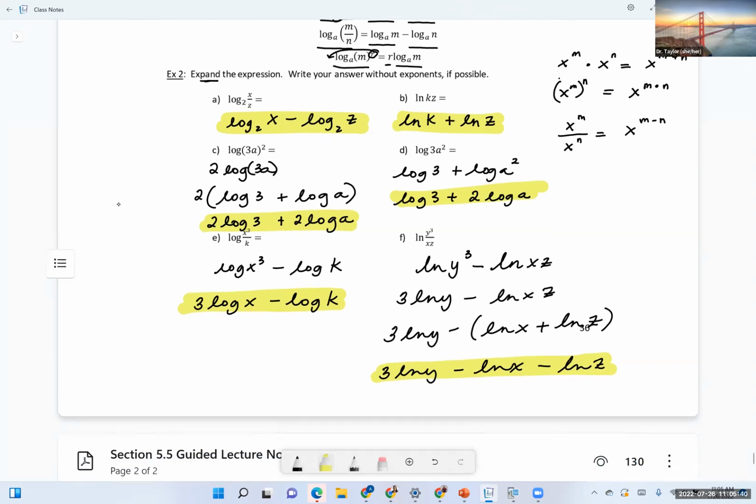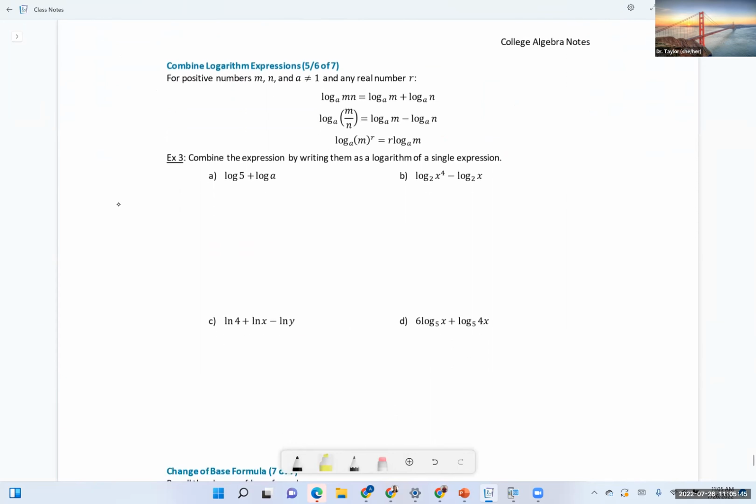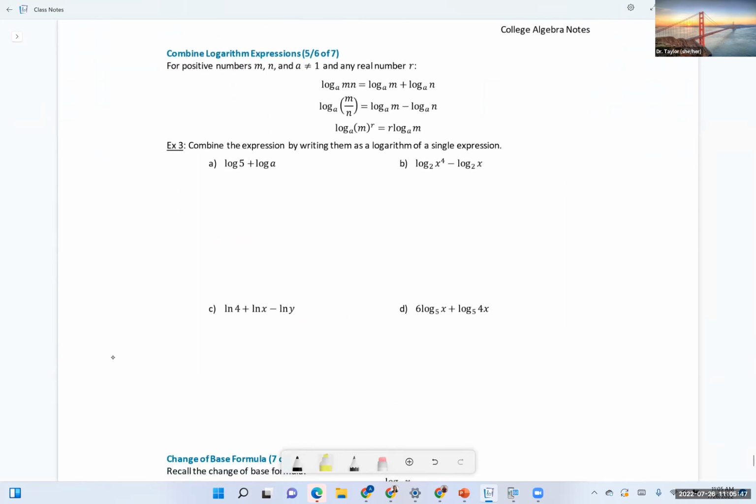Okay. The next page is combining expressions. So it's just the opposite of what we just did. My strategy is to go step by step. So log 5 plus log a is log 5a. You don't actually have to write it with parentheses because we know it's multiplied, but I like to put parentheses because it just has less confusion for me.